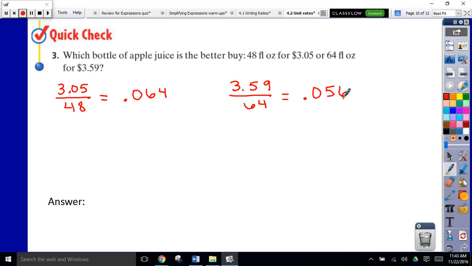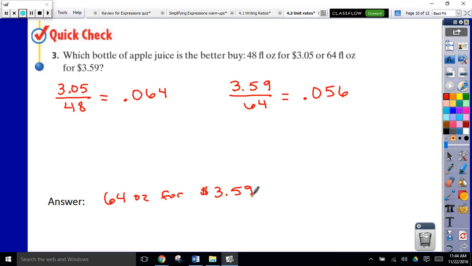Now, if we rounded both of these, it would look like they cost the same, because this would round to 6 cents, and the second one would also round to 6 cents. So we actually don't want to round these if we can avoid it, because sometimes we have to go out to that next decimal place. So which bottle is our better buy? David? The 64 ounce would be our better buy. So the 64 ounces for $3.59 is our better buy because it is cheaper.